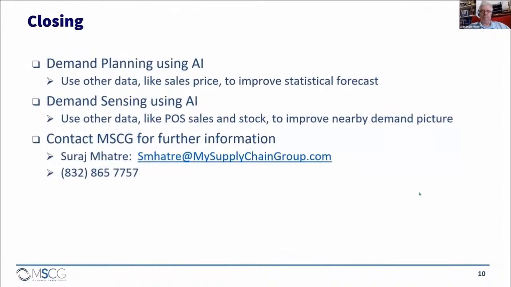Thank you, Mahesh. That basically drove the demand sensing using AI very well. So in summary, we demonstrated how you can do demand planning using AI, and the AI part allows you to use other kinds of data that are not related to the quantity-based time series, like for example sales price, to improve your statistical forecast and improve the quality of demand planning that way. We also showed how you can use demand sensing with AI and include other kinds of data there, like point of sales or stock data, to improve your near-term demand picture.